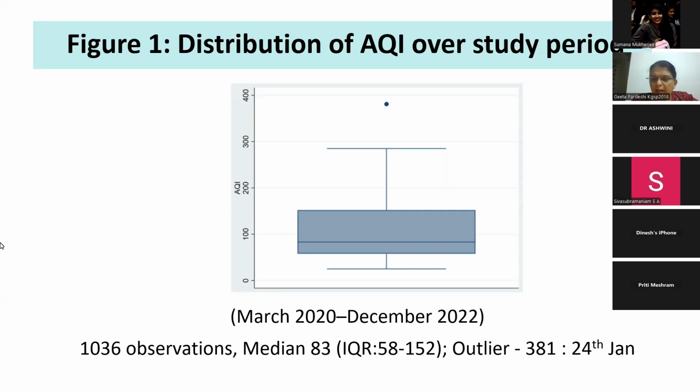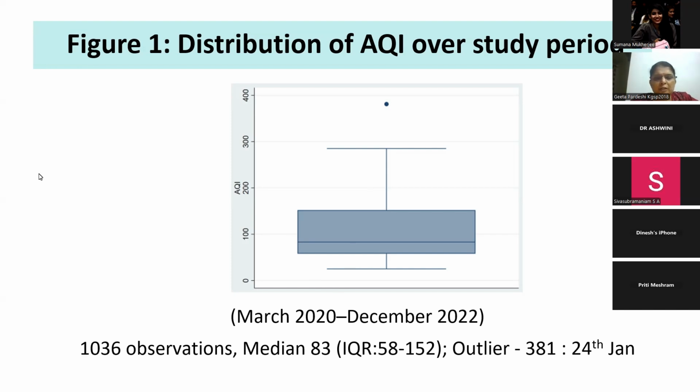because this was the period our department was actively involved, and from later on, many of the departments are really putting in more effort and directly putting in the data in the app. So we have data for 1036 days. The median AQI for these days was 83. The interquartile range was 58 to 152. And for the 24th of January, we had an outlier, which is the AQI of 381.